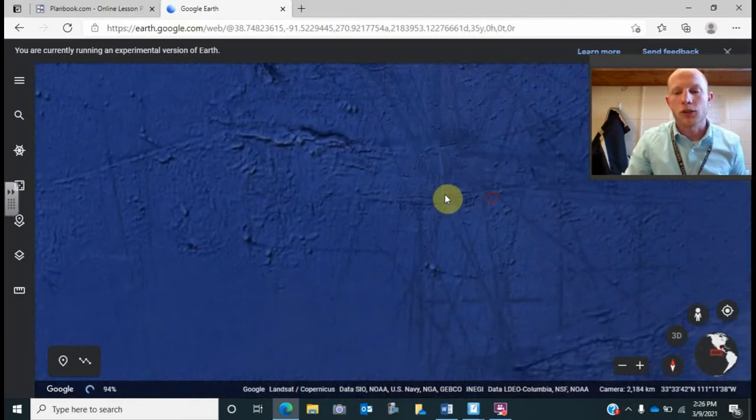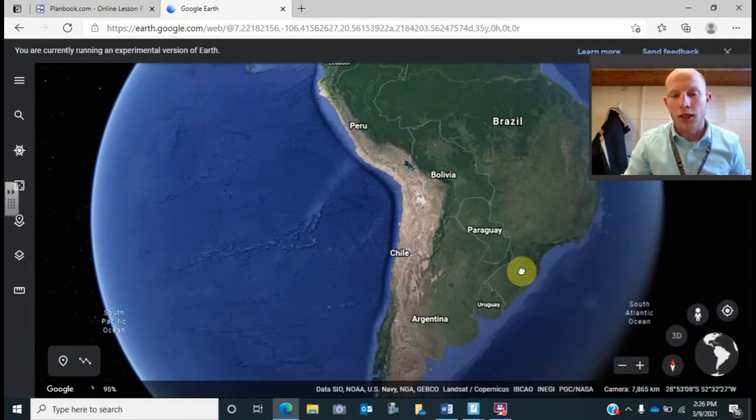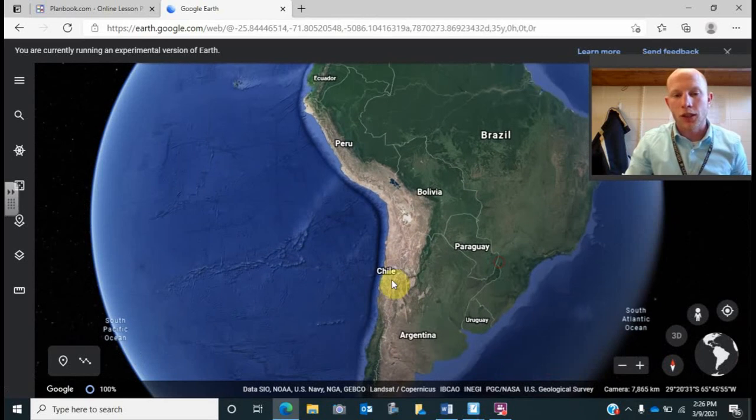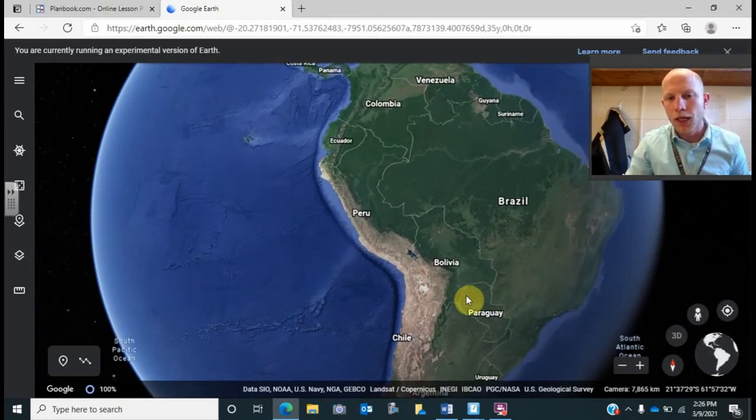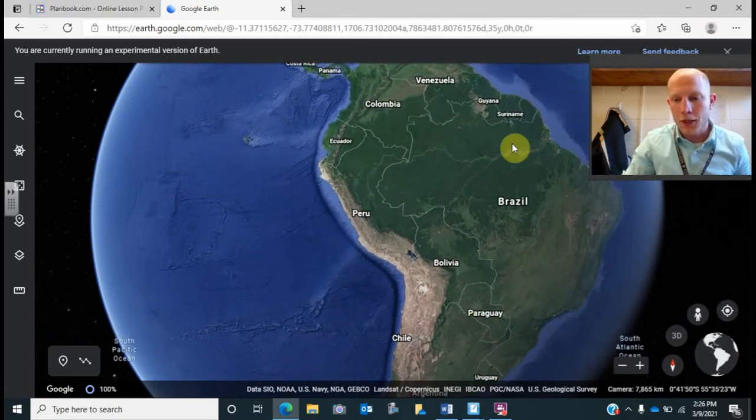Okay, we can also see this down here with Brazil, Chile, Peru, with the Andes Mountains right here. So we have the Andes Mountains here. The equator is right here. Okay, so here's our equator running through Ecuador, through Brazil, right around here.